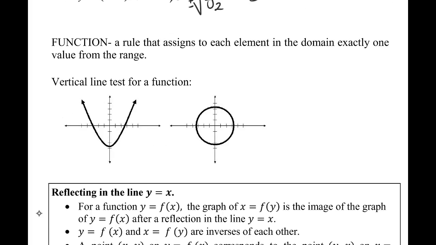So the other thing that we need to review is the idea of a function. So a function is a rule that assigns to each element in the domain exactly one value in the range. So I'm never going to have one number in my domain, or one x value, that could equal more than one thing. The second that I get something like this, where x equals 2, y could equal 4 or 5, this is no longer a function.